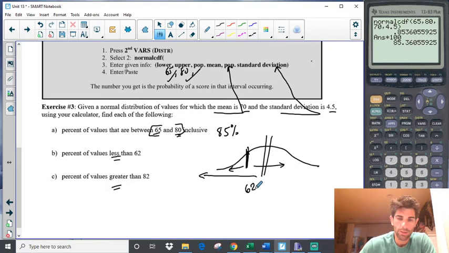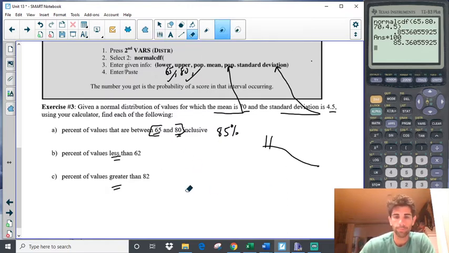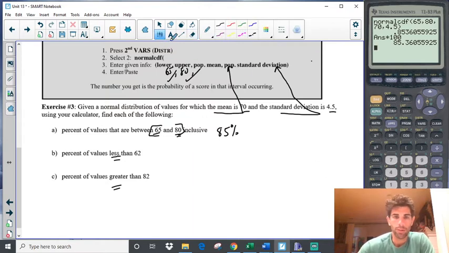So the percent of values that are less than 62. To be less than 62 is this way, and it could be anything. So when you don't have a lower or an upper, what we like to do is use 1,000. Since we're using a lower value here, I'm going to use negative 1,000. So when I use my normal CDF, I would be putting in negative 1,000, that's basically negative infinity. Then I want it to go up, well, I'd have to put 61, right? Because it says less than 62.